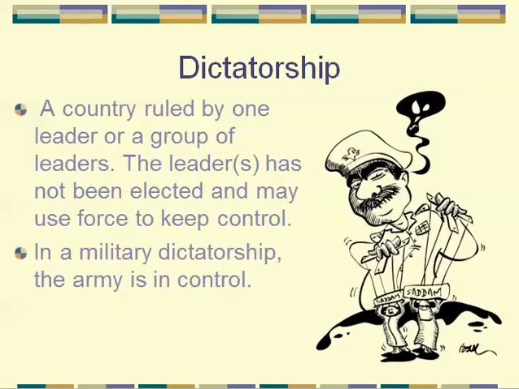And the last form of government I want to touch on is a dictatorship. This is where a country is ruled by either one leader, similar to the monarchy, or sometimes a dictatorship is run by a group of leaders. Usually that leader or group of leaders are not elected, and they often use force to keep control. There are also military dictatorships, where it's the actual army that's in control.